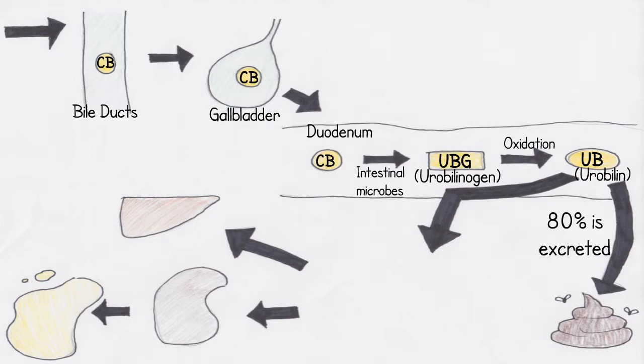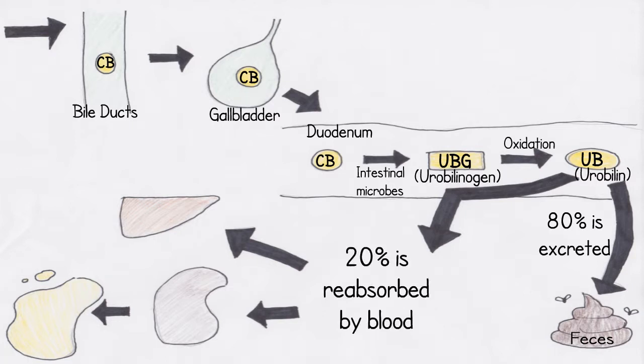80% of urobilin is excreted and is responsible for the brown color of feces. The other 20% is reabsorbed by the blood. 90% of this goes back to the liver, while 10% goes to the kidneys, where it is excreted and causes yellowness of urine.